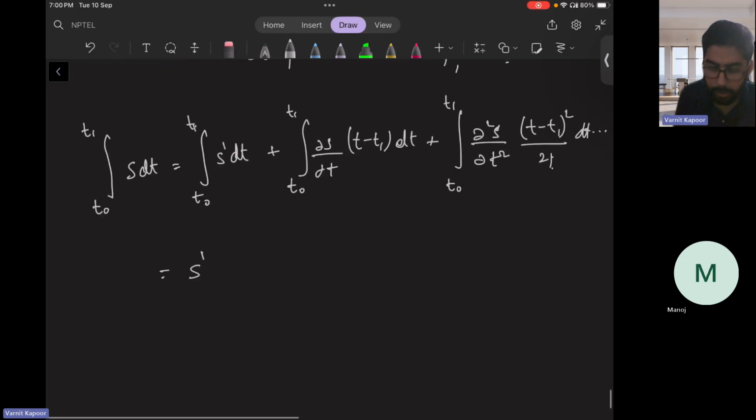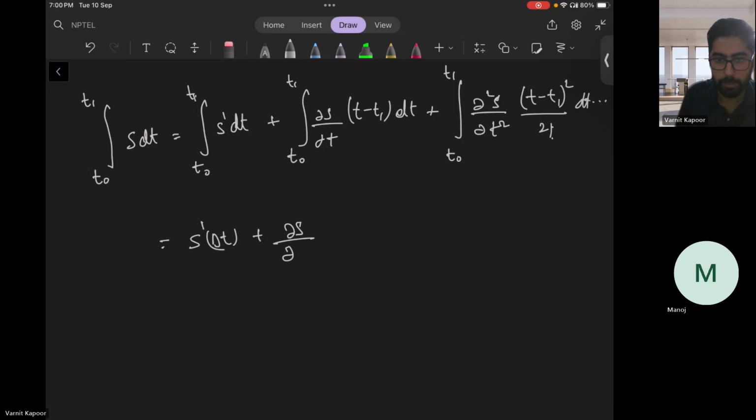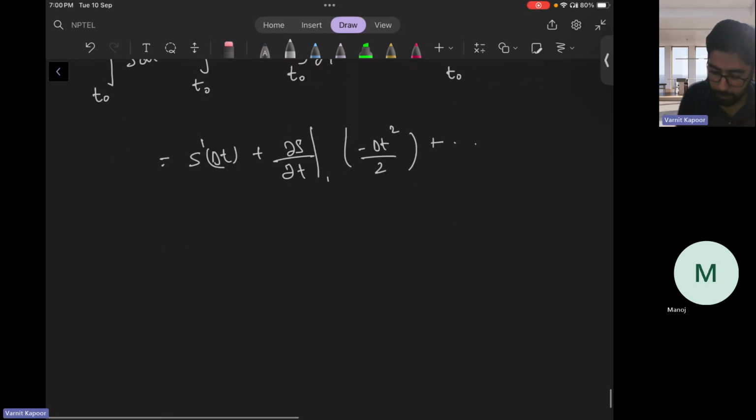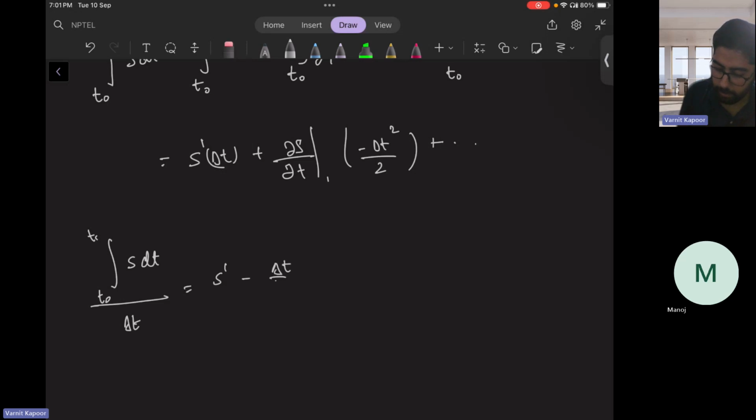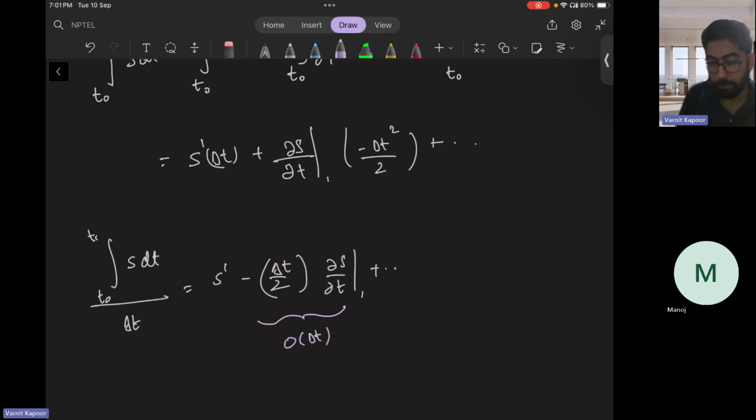Again, if you do this, it will be S1 delta T, plus dou S by dou T at T1 into minus delta T square by 2, and so on for the other terms, if you change the variable and do that. Now you divide by delta T for the average value. So the integral of S dt from T naught to T1 divided by delta T is equal to S1 minus delta T by 2 factorial times dou S by dou T at 1, and so on. If you see, the implicit scheme is first order accurate. We wrote this above, and now we have proved it: first order accurate. This is the truncation error in time.